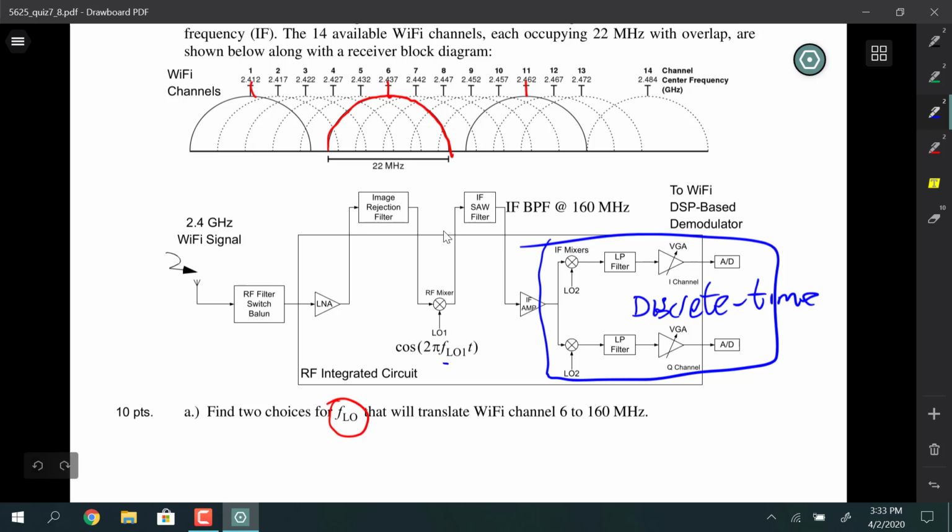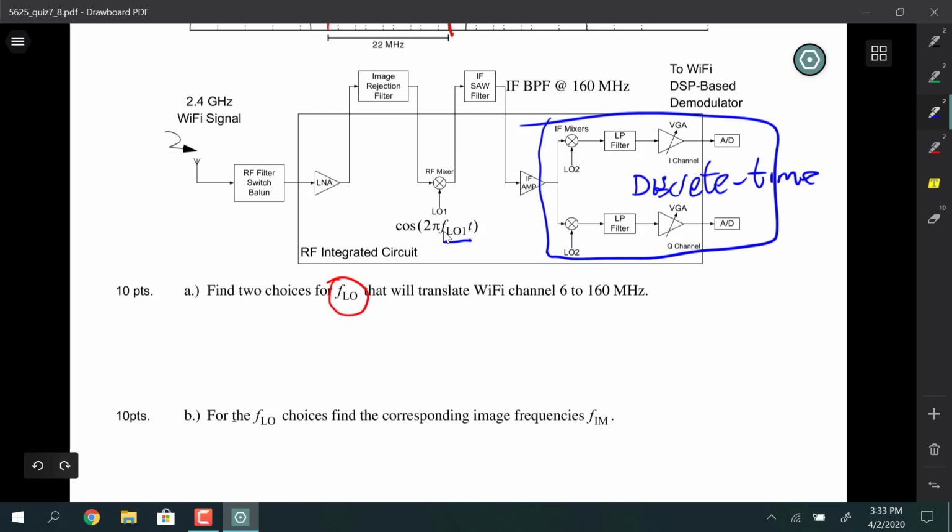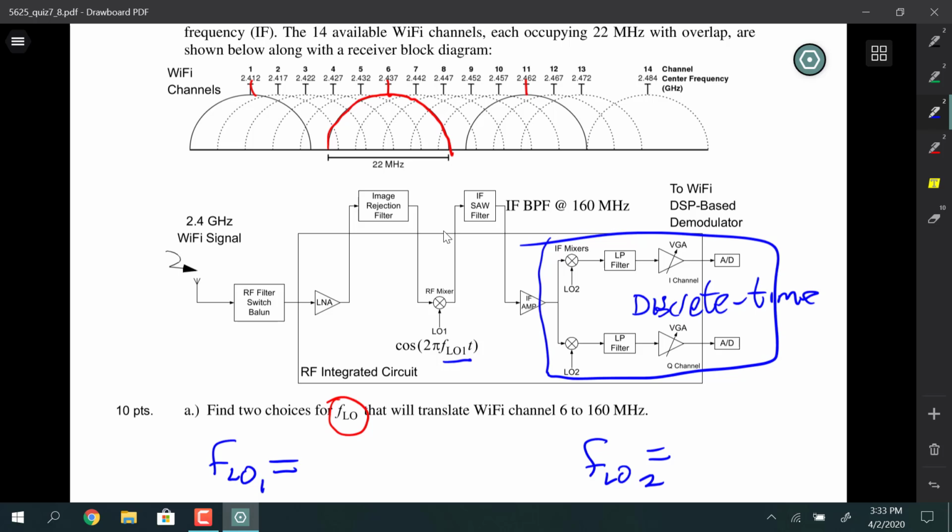So in this problem, though, you're just finding initially the local oscillator frequency. What would be the choices for that? Some people have their microphones on. If you don't, you can Slack channel message me. I'm calling them FLO1 and FLO2, but I really just mean the two choices. What are the two choices we can have here to take something at 2.437?